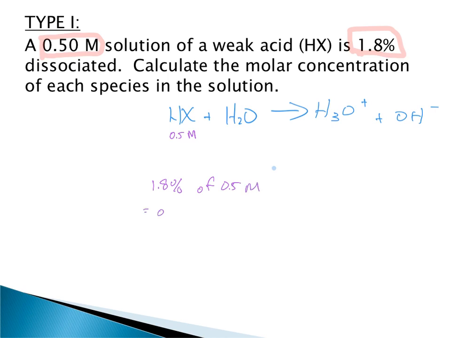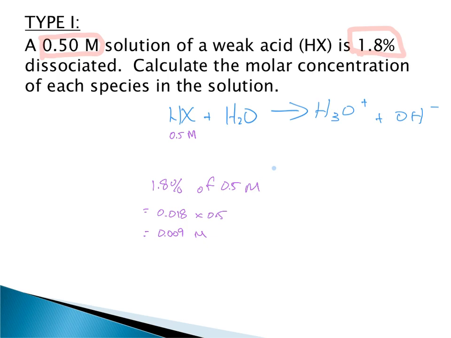So we're going to take 0.018 times 0.5, and that's going to give us 0.009 molar. And as we know, that's what is taken away from the concentration of the acid, but it's also going to be the concentration of the products.